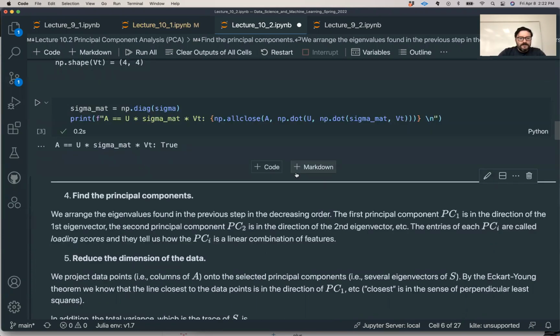Okay, so in my notes here, I say eigenvalues. I really should say singular values, but again, the singular values are the eigenvalues of A times A transpose. That's the same thing, they mean the same thing.